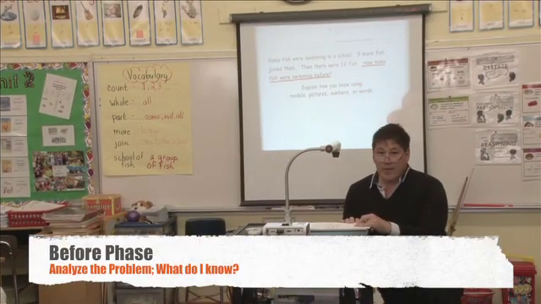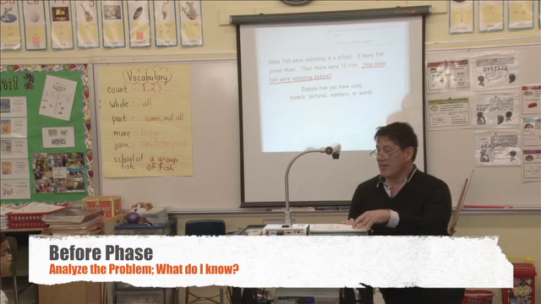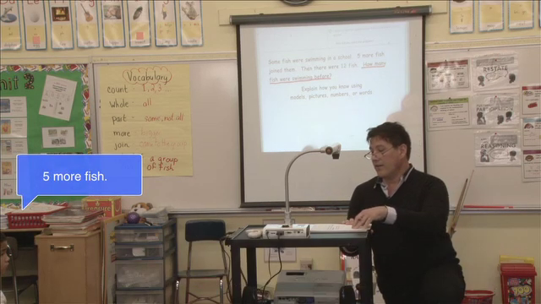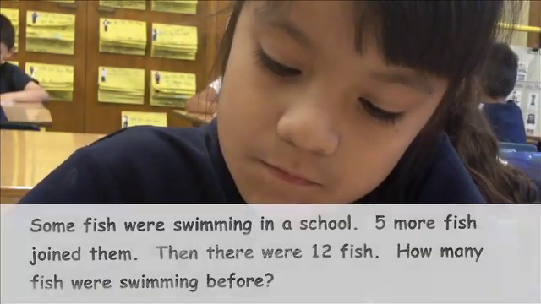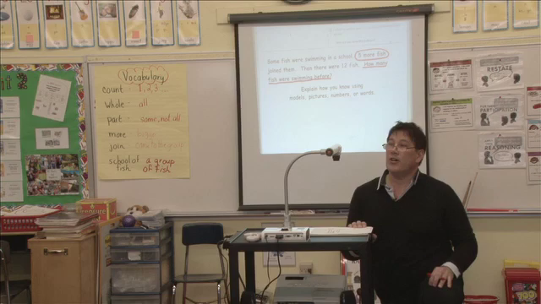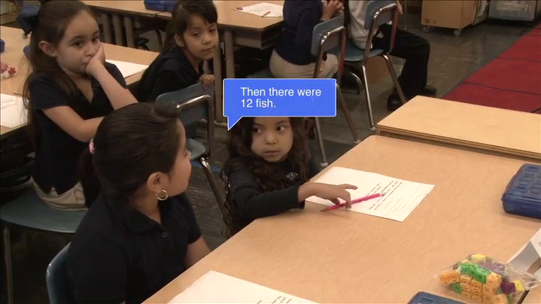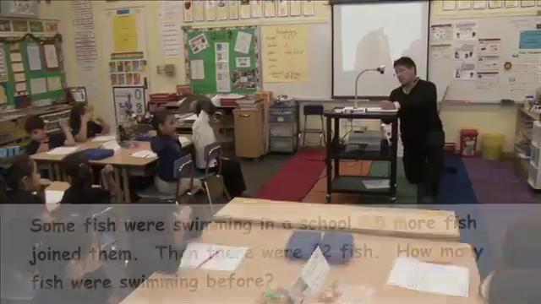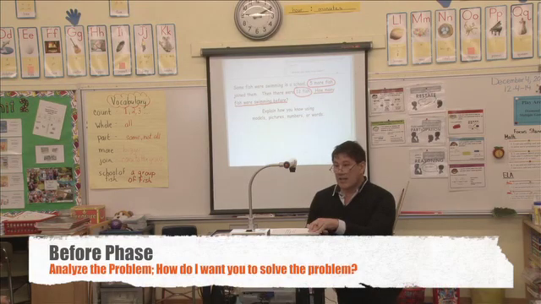Boys and girls, what information do we know to help us solve the problem? Yes, Jimena? Circle 5 more fish. What other information do we have to help us solve the problem? Then there were 12 fish. Circle 12 fish. We're going to try to solve the problem in more than one way.